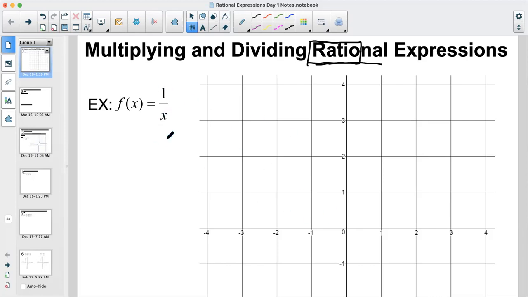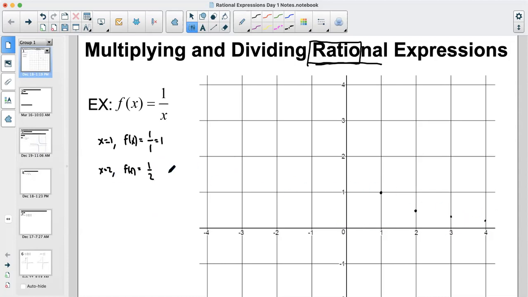We could graph a few points on here. When x is 1, f of x is, you put a 1 in for x, you get 1 over 1 equals 1. So when x is 1, the function value is 1. And when x is 2, the function value is 1/2 by the same logic. When x is 3, the function value is 1/3, and then it's 1/4, and it keeps getting smaller.